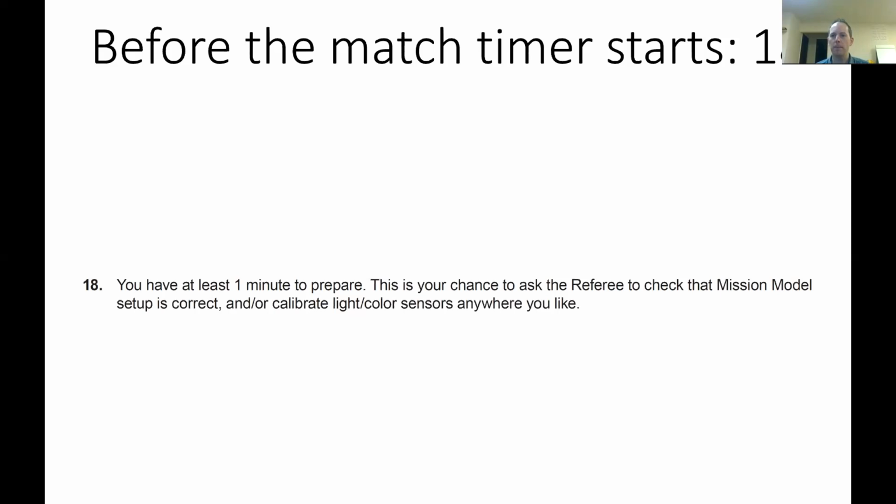So it's fun to play malicious ref. And the other thing is they can calibrate light and color sensors anywhere they like. So they can move their robot out on the mat and calibrate a light or color sensor on the mat, as long as they're not bumping mission models when they do it.